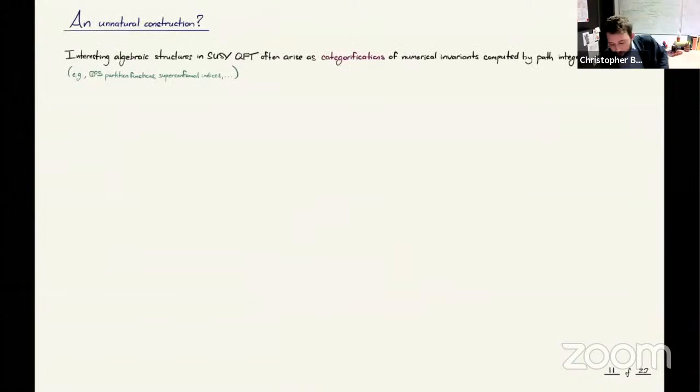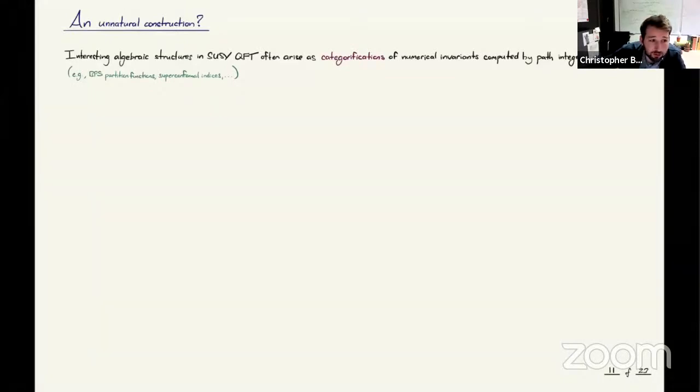Okay, and now I want to make what I guess is the main point, which is that, so this is either an argument or an assertion or philosophy, but I would say experience leads one to believe that interesting algebraic structures in supersymmetric quantum field theory, I wrote "often" here, but I really want it to be "always" in some sense, arise as some kinds of categorifications of numerical invariants that are computed by the path integral.